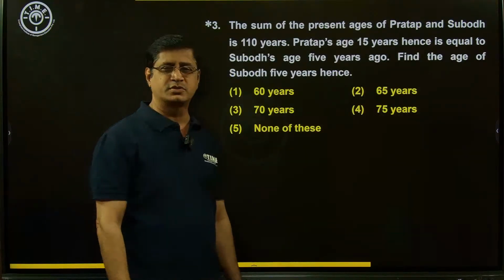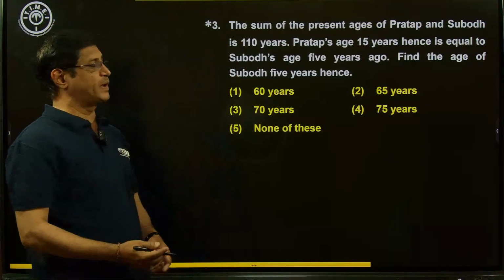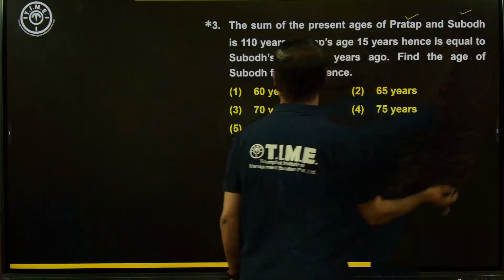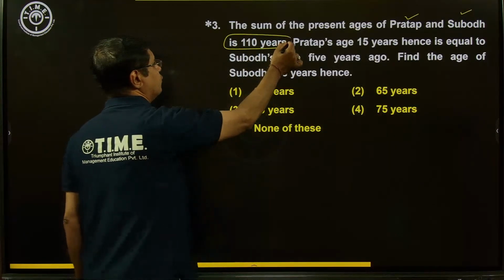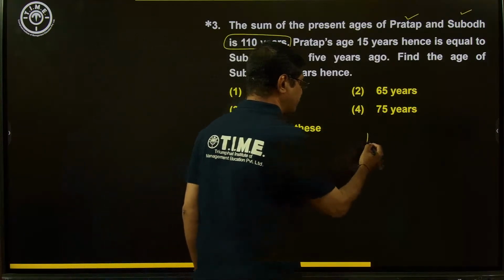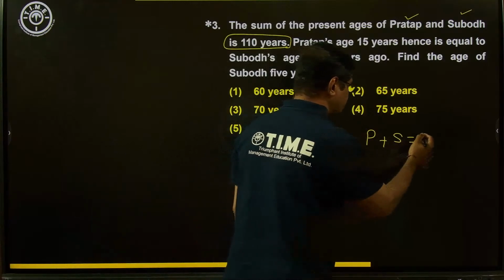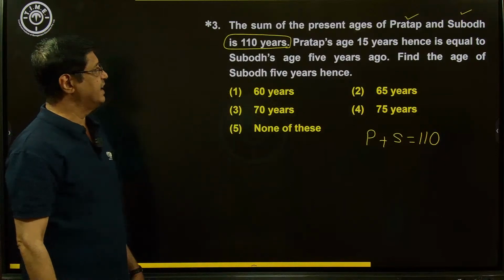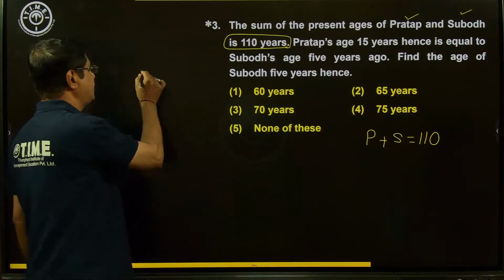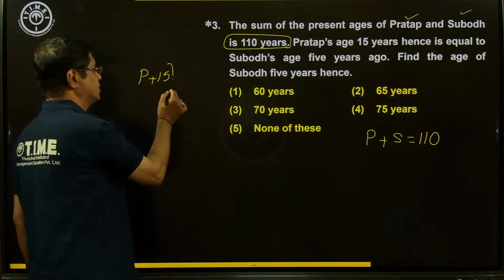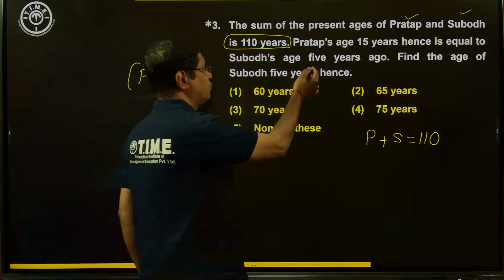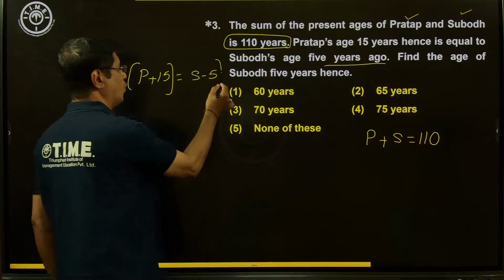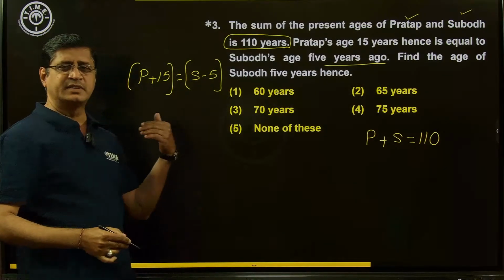Question number 3 on your screen. The sum of the present ages of Pratap and Subodh is 110 years. I'm taking P for Pratap and S for Subodh, so the sum of their ages is 110. Pratap's age 15 years hence, which means after 15 years, is equal to Subodh's age 5 years ago.